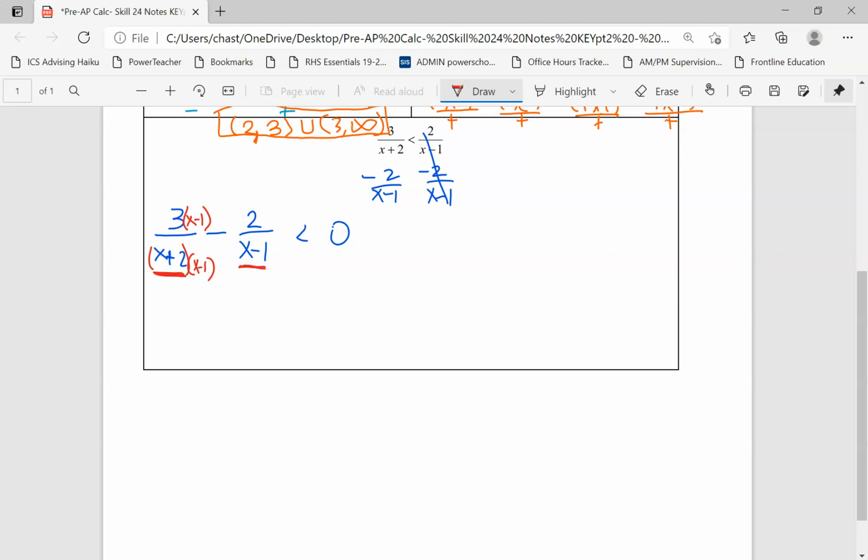For the second fraction, I have the x minus 1, but I'm missing x plus 2, so I'm going to multiply the top and bottom by x plus 2. And I don't need to worry about doing anything to the right side because that's 0. So now my denominator is x plus 2, x minus 1, and on top, I'm going to distribute this minus sign, so I'm going to add the opposite here just so we can see that negative. So I have 3x minus 3 minus 2x minus 4, which gives me x minus 7.